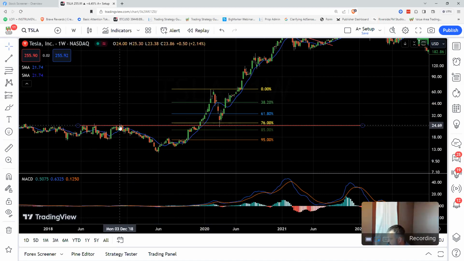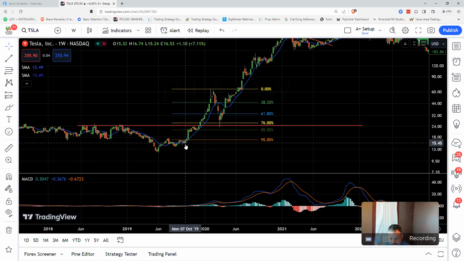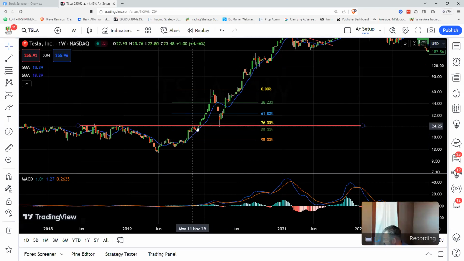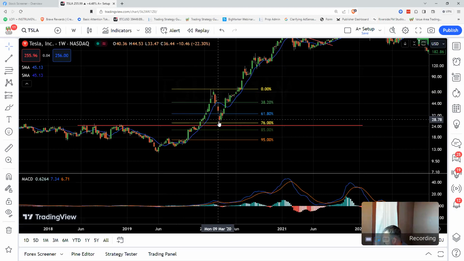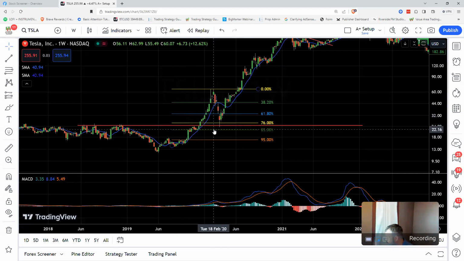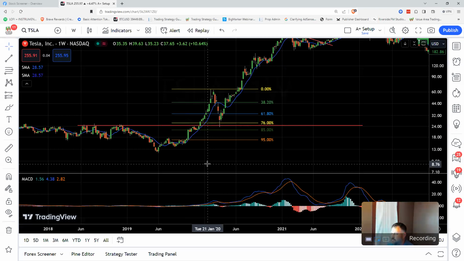This was a 3-time tested support. And then it was actually 4. It tested it right here and then finally broke out and then it came back, right? And so then it came back and then we have a Fibonacci level right at the exact same price. So one thing I really recommend is trying to find Fibonacci levels that coincide with support and resistance. So you might want to add that to your strategy.